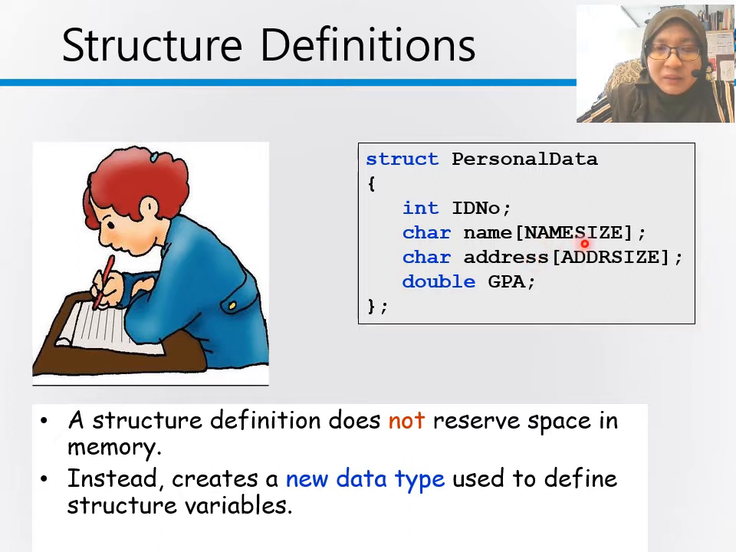You can set up the name size and address size. For this example, I will initialize the name size equal to 100 and address size equal to 200, for example. Then you have double or float GPA.